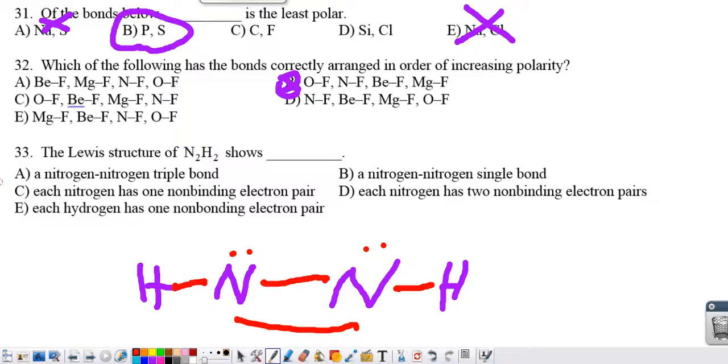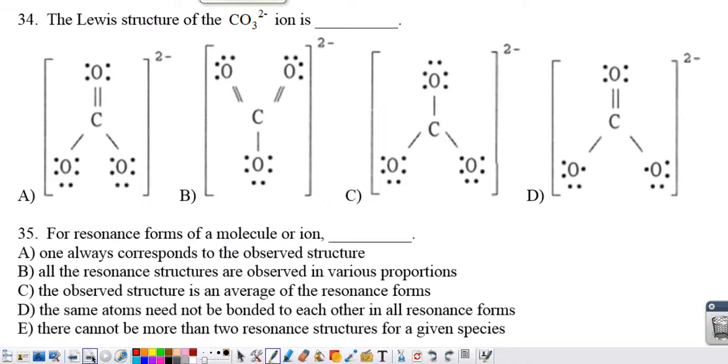Now it's C. It's kind of a goofy question. Each nitrogen has 1 non-bonding electron pair. This is a pair, and they are not in the bonding. That's why it says binding versus bonding. Which one of these is the right drawing? It's a D.